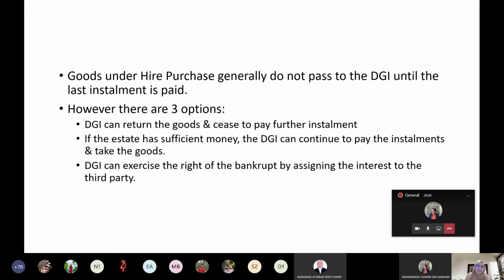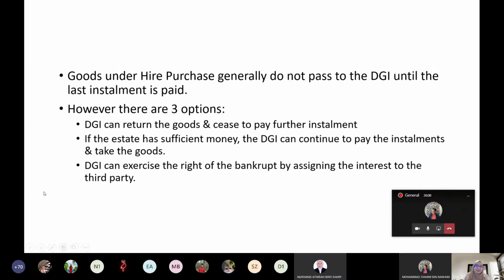Generally, goods under hire purchase do not pass to the DJI until the last installment is paid. Yeah. Okay, so basically, when the DJI knows that certain property is under hire purchase, they may exercise three options. Yeah? One, they can return the goods and cease to pay further installment, that is return the goods to the owner, the true owner of the goods.